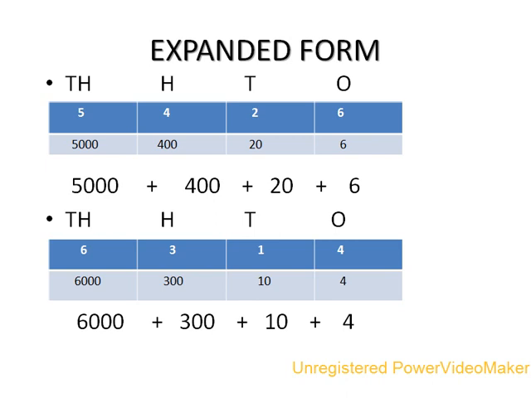Another example you see, in the place of 1000 is 6, so its place value is 6000. In the place of 100 is 3, its place value will be 300. In the place of tens, 1 is there, so its place value will be 10. In the place of 1, 4 is there, so the place value will be 4. Now you add all the place values, 6000 plus 300 plus 10 plus 4. Now this is written in expanded form. This is called expanded form.